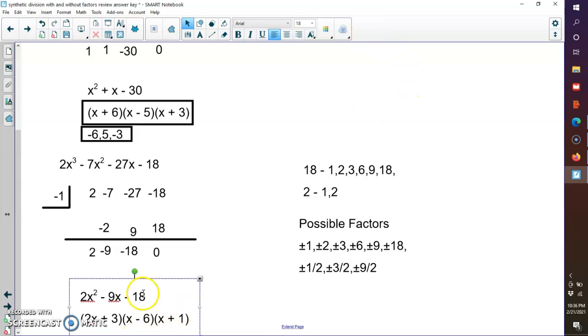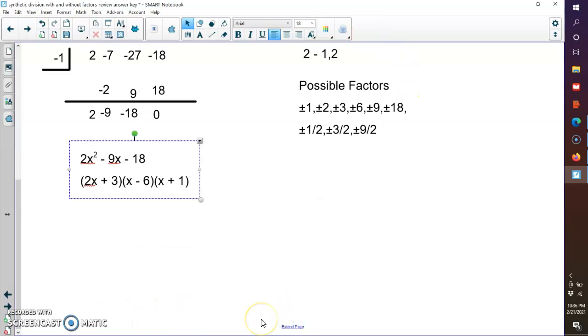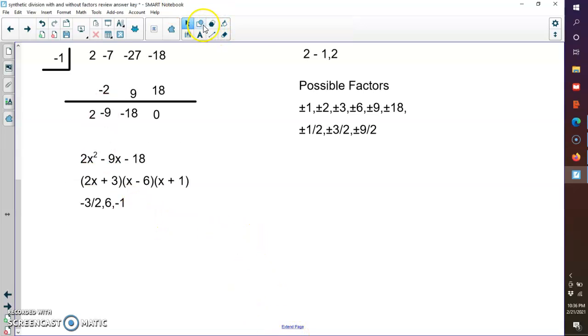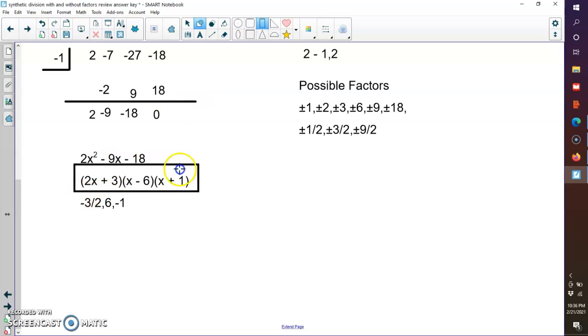And then from there, I get my zeros. My zeros are going to be negative 3/2, 6, and negative 1. And those are my answers. So if I box them up, my factors are right here, and my zeros right here.